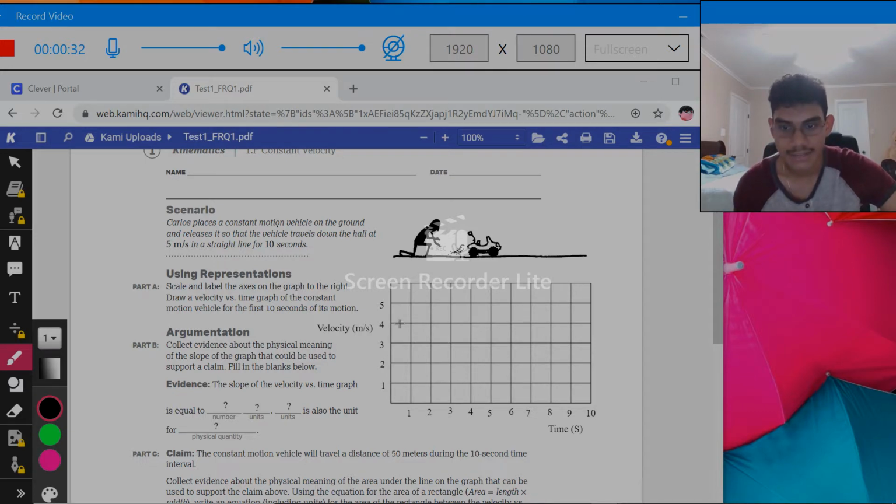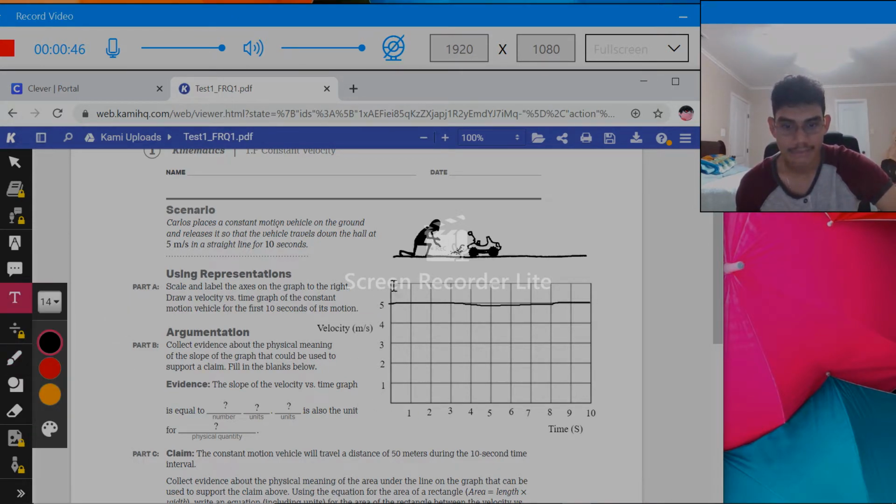Since we're told that the vehicle has been traveling at 5 meters per second in a straight line, my graph is going to be a straight line through there, just like that. Also at the bottom, on my x-axis, I put 1 through 10, which represents time in seconds. And on my y-axis, I put 1 through 5, which represents velocity in meters per second. Alright, let's move on to Part B, argumentation.